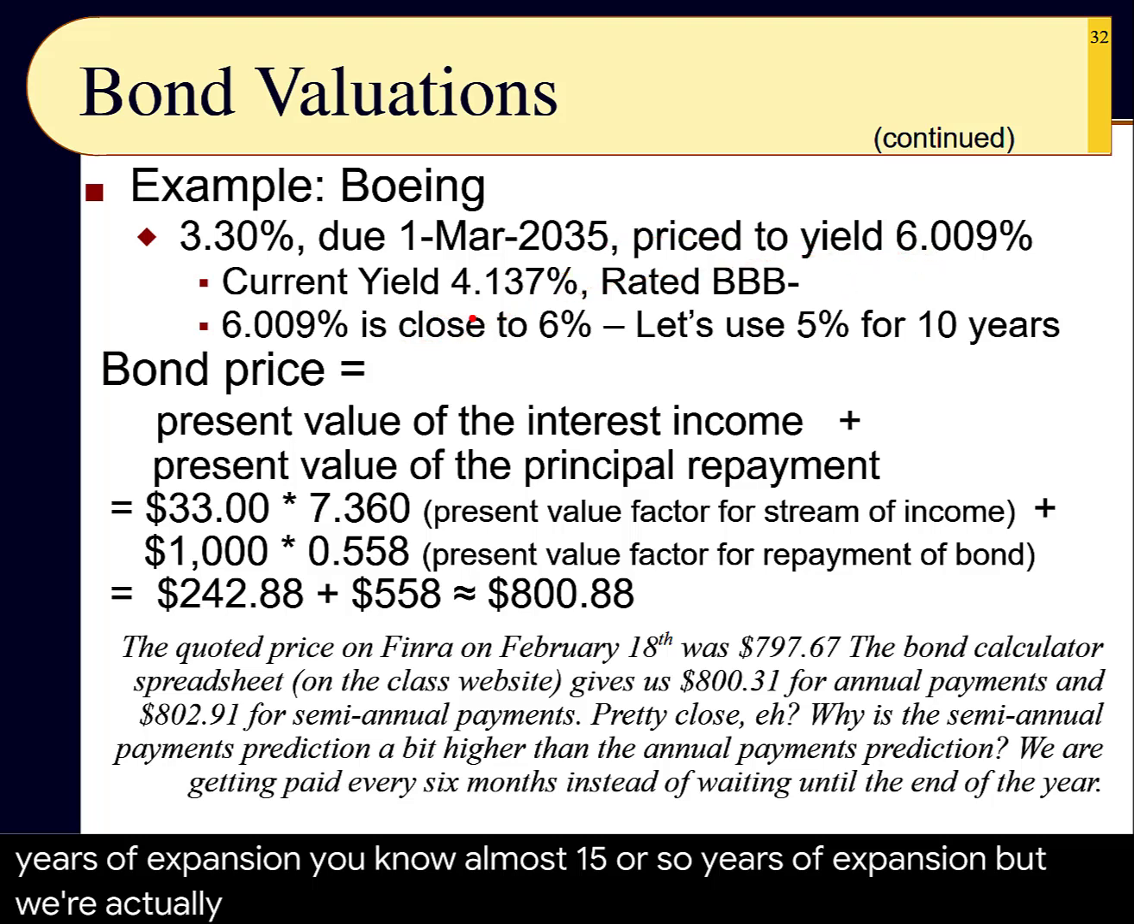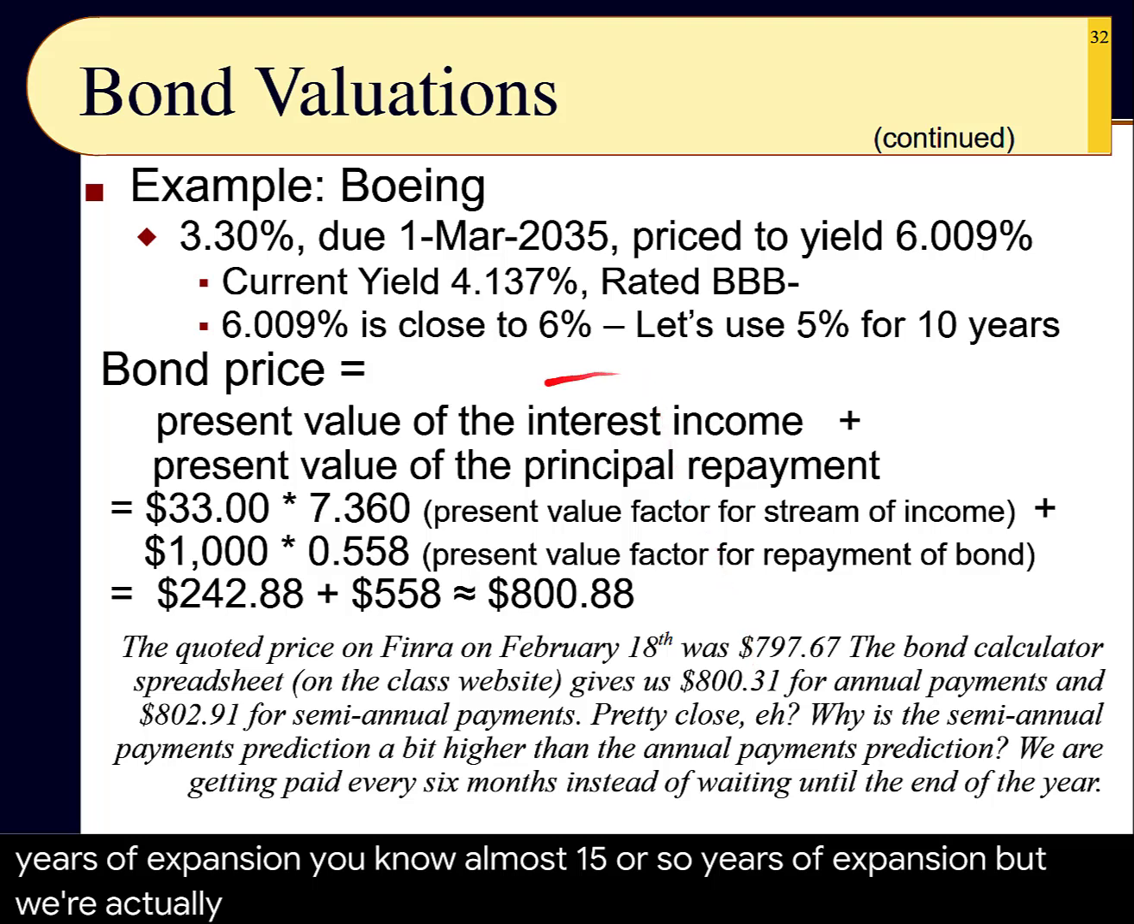The current yield is 4.137% because the bond on this day last sold for a little under $800, $797.67. And if you do the calculation, $33 divided by the price, $797.67, you get 4.13%. That's the current yield. But remember, we're going to get $1,000 back when the bond matures.